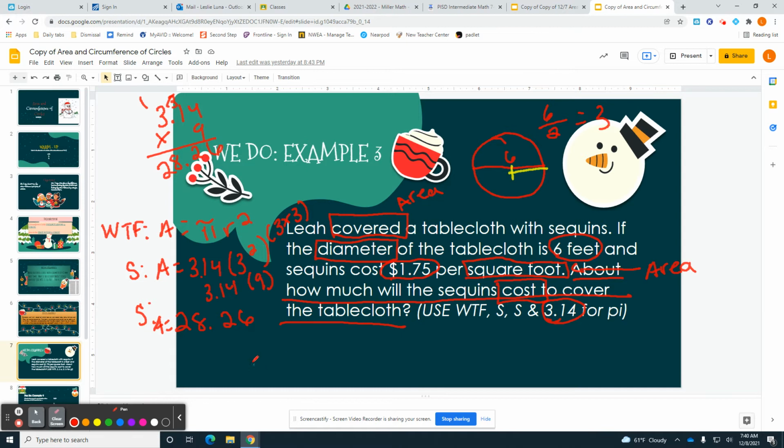Okay, but you are not done. It wants to know how much the sequence costs. So that means you're going to take 28.26 and multiply it by 1.75. Okay, so go ahead and do that. All right, and when you multiply those two numbers, you should have got 49.455. But remember, because it is talking about money, you only go two numbers behind the decimal. So it should be 49.46. Okay, we are talking about money, so money only goes two numbers.